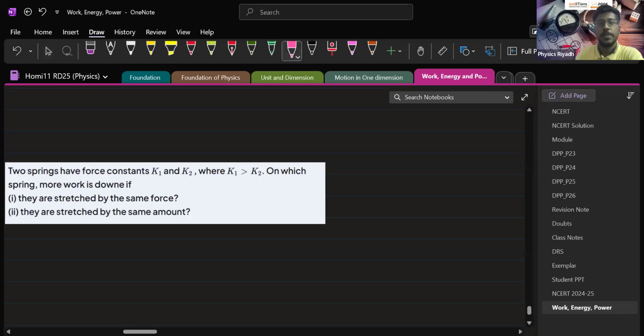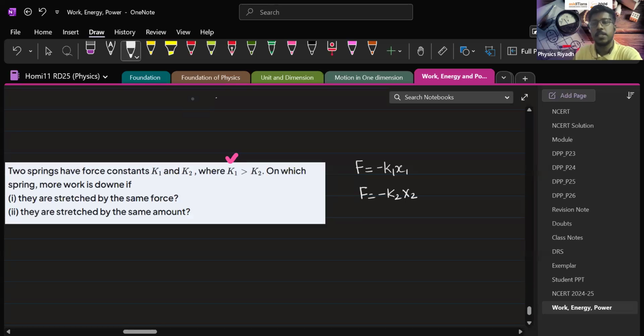So here you can see the two springs have force constants K1 and K2, where K1 is greater than K2. Clearly, K1 greater than K2 means K1, the first spring, is more stiff. K1 is larger, so more force is required to stretch it by the same distance. Now suppose they are stretched by the same force. The force will be equal to minus K1 x1, and in the second case F is equal to minus K2 x2. Because the force is the same, I have taken the same F here.